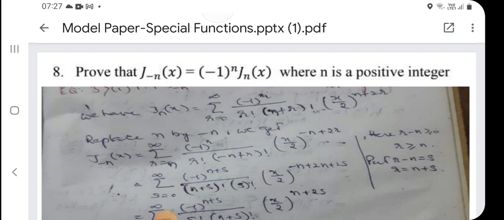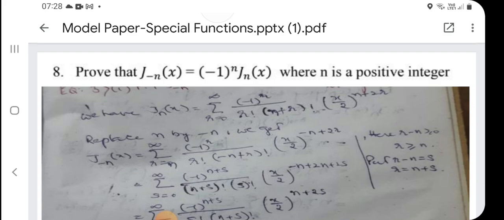Now here we should have the denominator factorial. What is there? r factorial, anyway r is positive. Further, minus n plus r must be non-negative. That means r minus n must be greater than or equal to 0. In other words, r must be greater than or equal to n. So we replace r minus n by s. Therefore r becomes n plus s, so the value of r varies from n to infinity.